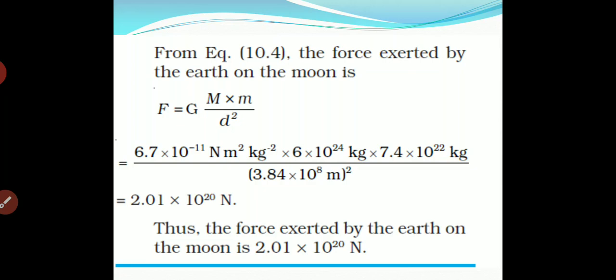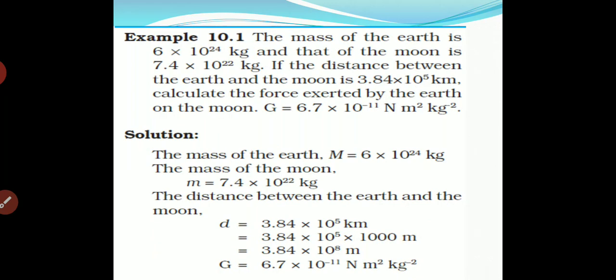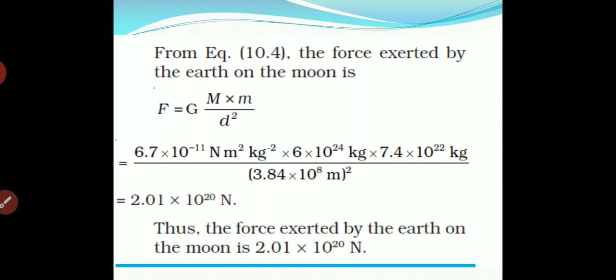On simplifying it, we will get 2.01 into 10 raised to 20 Newton. So this will be the force exerted by the Earth on the moon. From this we can see that we have derived it. In the question also, we have to find the force exerted by the Earth on the moon, and it will be 2.01 into 10 raised to 20 Newton.